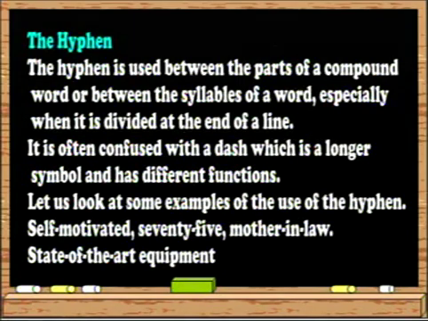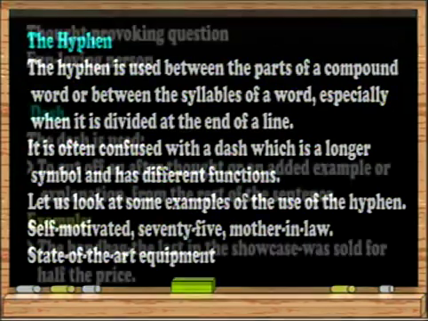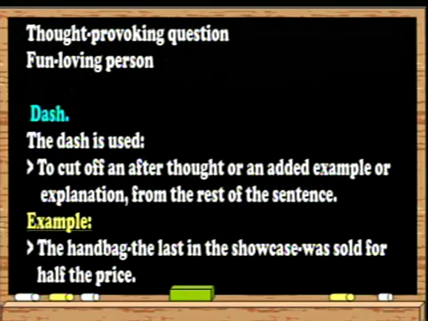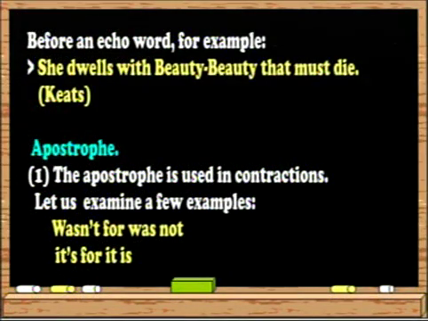Let us look at some examples of the use of the hyphen. Self-motivated, 75, mother-in-law, state-of-the-art equipment, thought-provoking question, fun-loving person. Let us now turn our attention to the dash. The dash is used to cut off an afterthought or an added example or explanation from the rest of the sentence. For example, the handbag, the last in the showcase, was sold for half the price. Before an echo word, for example, she dwells with beauty, beauty that must die.